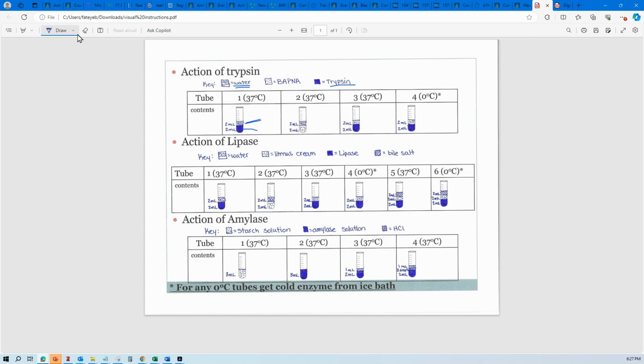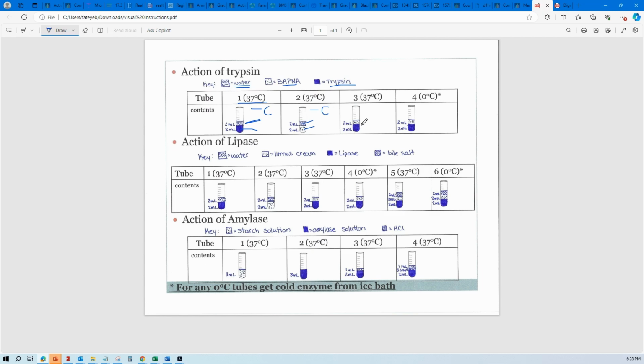Okay, and note the temperature. And this one had no substrate, so this is basically your negative control, because there was no substrate. Now the substrate here is BAPNA. Notice there's BAPNA here. There's water, but no enzyme. So this is also a different kind of negative control.